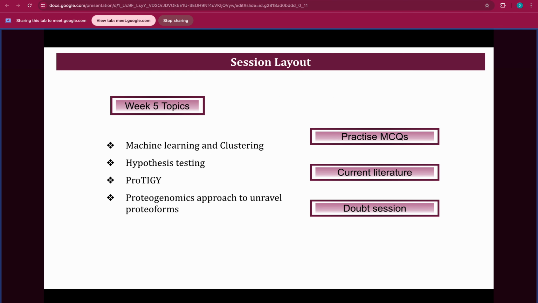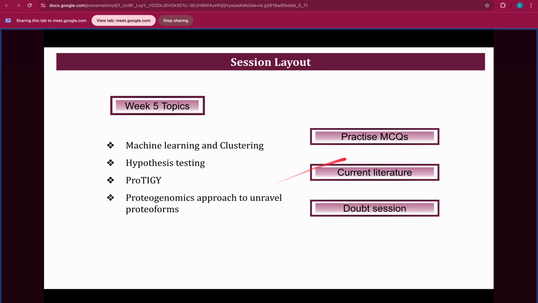So in week 5, you have covered a few topics related to machine learning and clustering. You have also looked into hypothesis testing. You have also looked at how to use ProTIGY and what the purpose of ProTIGY is. And then you have also looked into the study of proteogenomics, in which we can identify different proteoforms, and what is the main purpose of looking into the proteoforms.